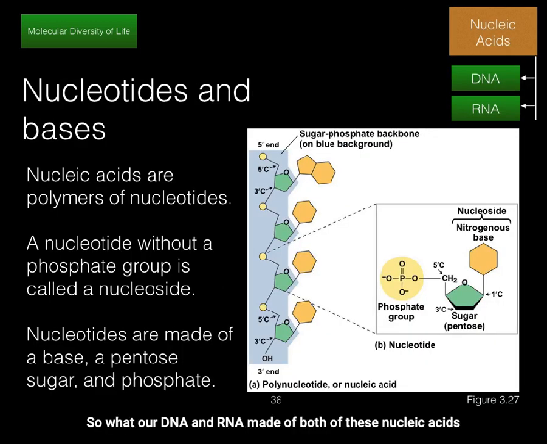So what are DNA and RNA made of? Both of these nucleic acids are polymers of nucleotides, which are a nitrogen base, a pentose 5-ring sugar, and a phosphate group. When you're describing the nucleotide without the phosphate group, it's known as a nucleoside. So both RNA and DNA are polymers of nucleotides: the nitrogen base, the pentose sugar, and the phosphate group.